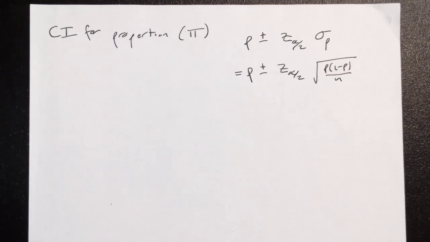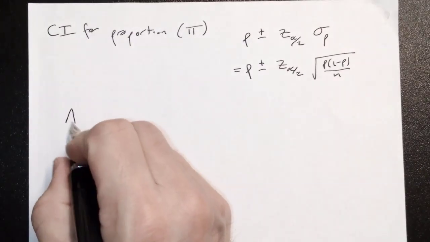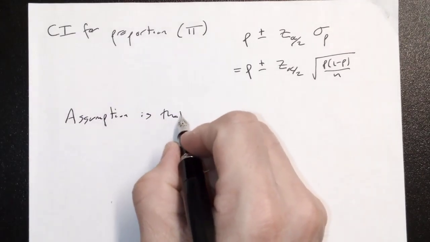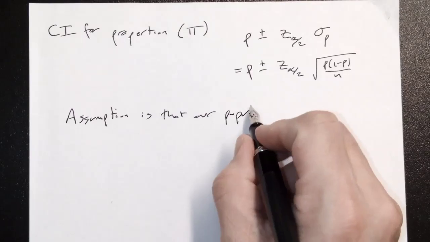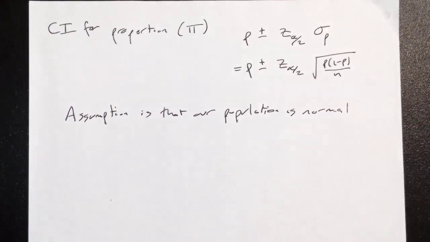Now, normally, typically, how do I make the assumption on being normal? I need to look at my sample size. So our assumption that our population is normal needs to be justified somehow. We need to know how big a sample we need to take.